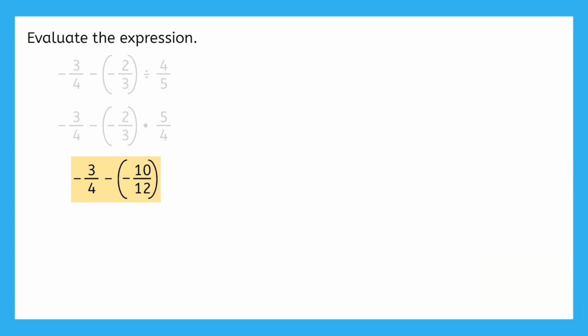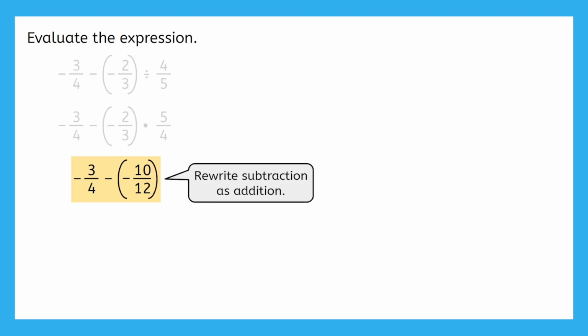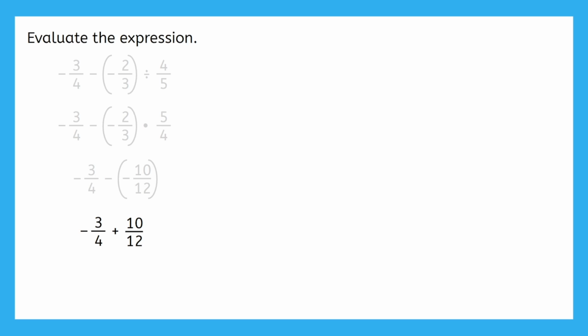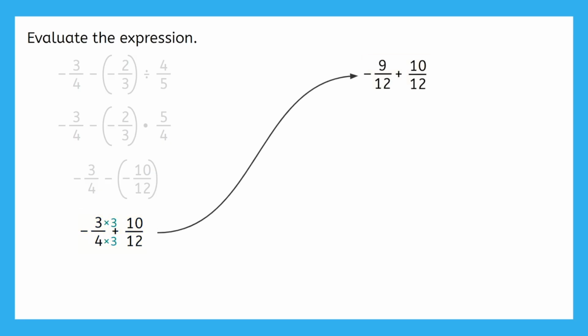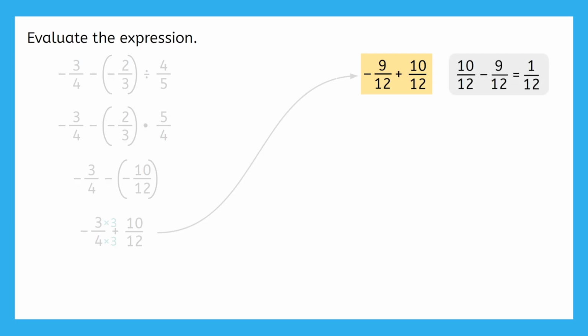What strategy should we use for subtracting fractions? Yes, rewrite the subtraction as addition. Keep the first fraction the same and add the opposite, making this negative 3/4 plus 10/12. To add, we'll find a common denominator. Negative 3/4 is equivalent to negative 9/12. These fractions have different signs, so find the difference between the positive and negative groups by subtracting 10/12 minus 9/12, which is 1/12.